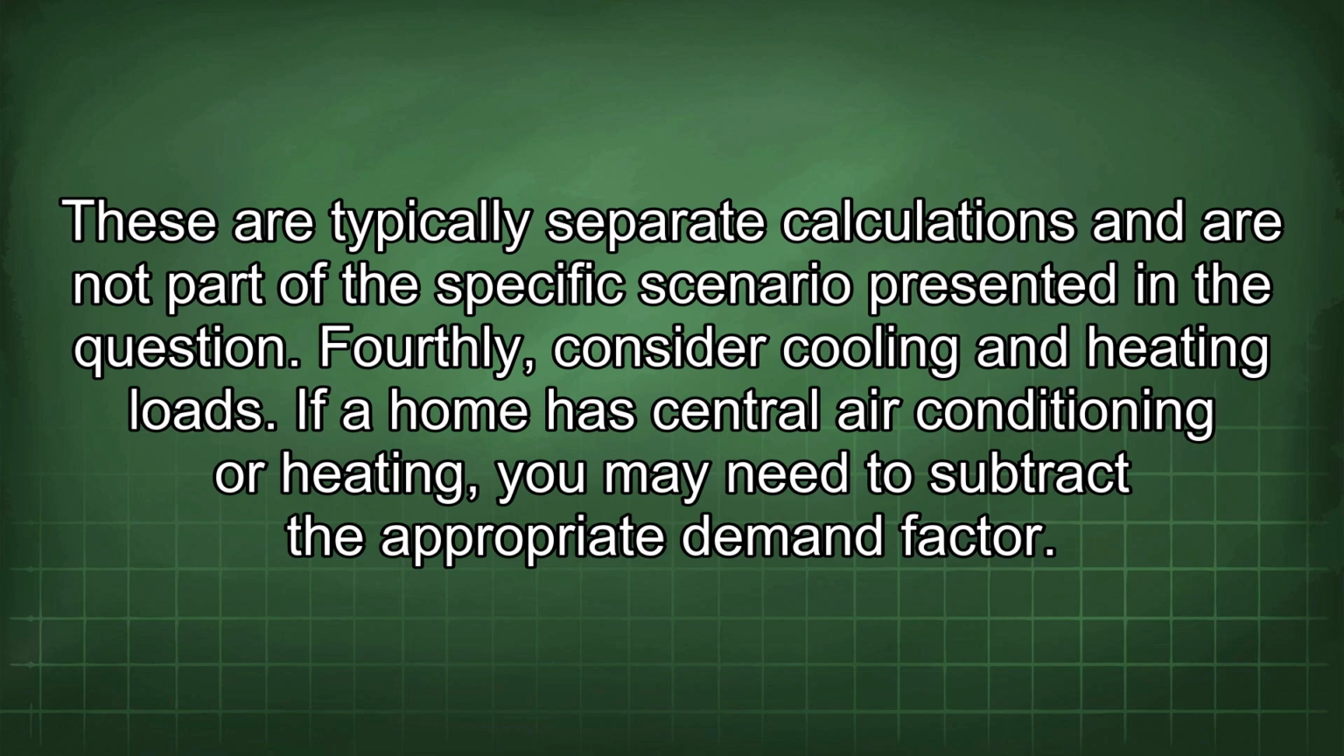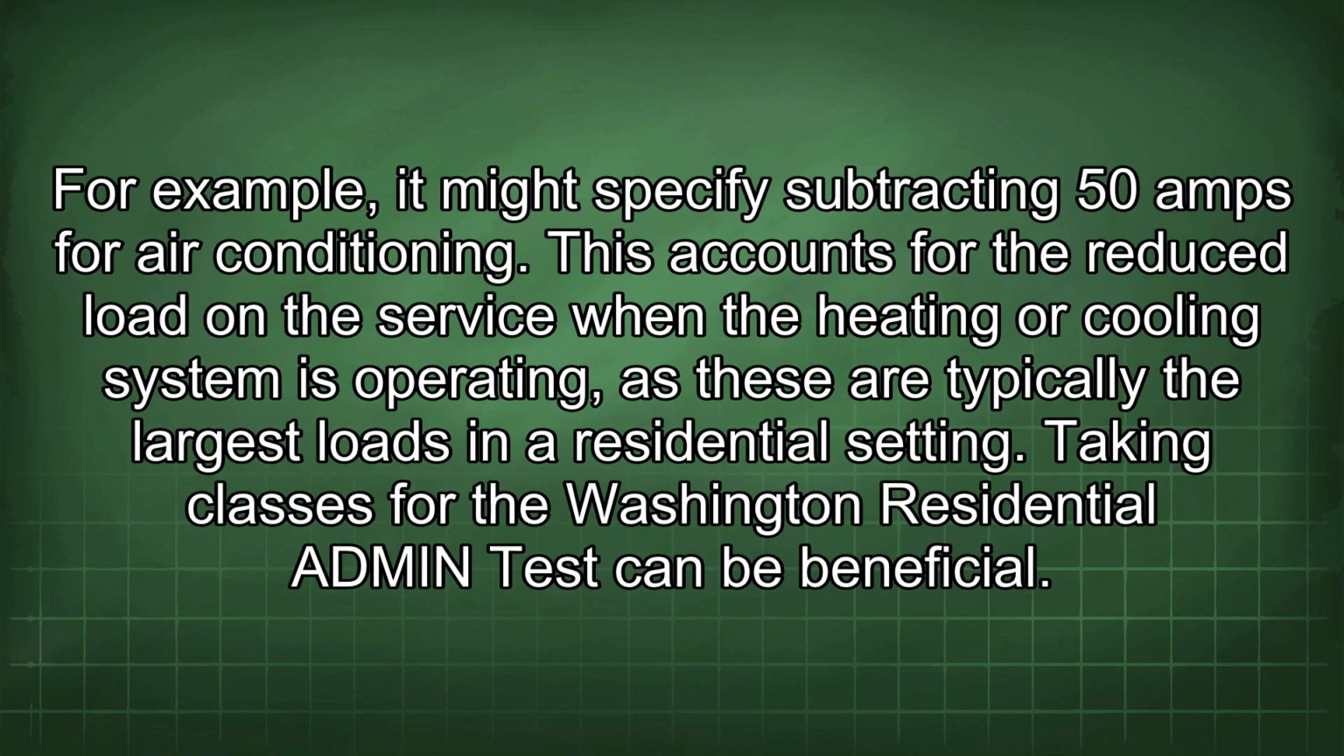Fourthly, consider cooling and heating loads. If a home has central air conditioning or heating, you may need to subtract the appropriate demand factor. For example, it might specify subtracting 50 amps for air conditioning. This accounts for the reduced load on the service when the heating or cooling system is operating, as these are typically the largest loads in a residential setting.